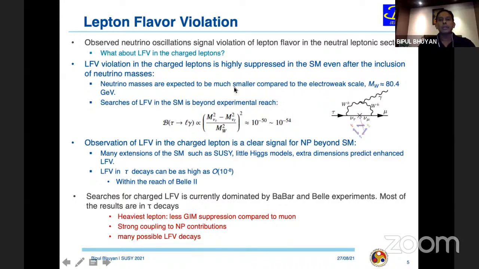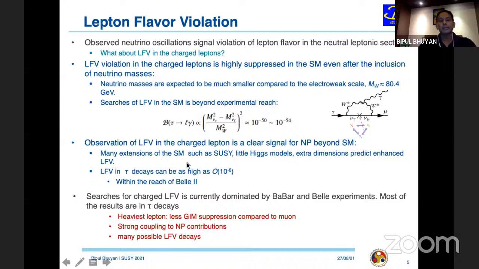In the standard model, these processes are extremely suppressed, even after inclusion of the neutrino masses, mostly because the neutrino masses are expected to be much smaller compared to the electroweak scale. In fact, if you calculate the branching ratio for a process like tau to lepton gamma in the standard model, the branching ratio comes out to around 10^-50 to 10^-54. So these are, of course, experimentally not possible to look for in the standard model. But I think that smallness makes it easier for us to look for this kind of process in models beyond the standard model of particle physics.